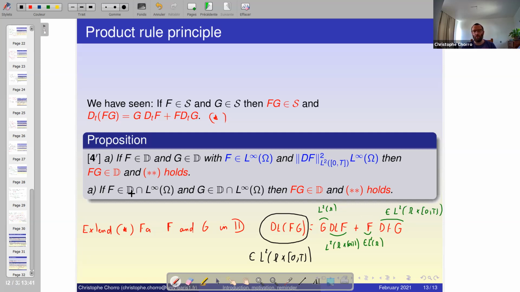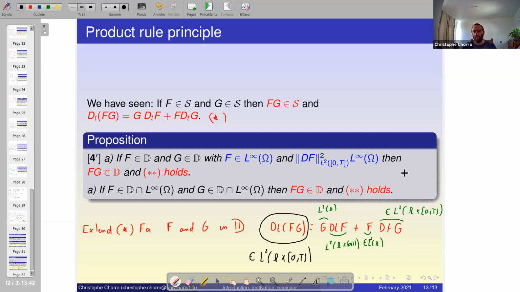If I suppose that I am in the domain for both of them, and if they are essentially bounded, I have no more problem. Because when I multiply things that are in L2 by something essentially bounded, so here this one is in L infinity, this one in L infinity, the product of something in L infinity by something in L2 will be in L2. No problem with this. So with this integrability condition, this formula has a sense, and in fact we can prove that it is true.